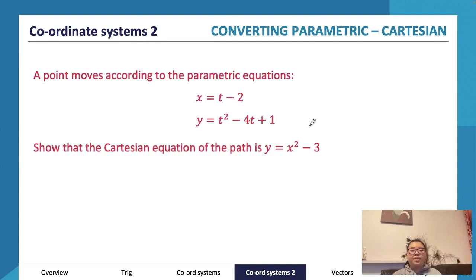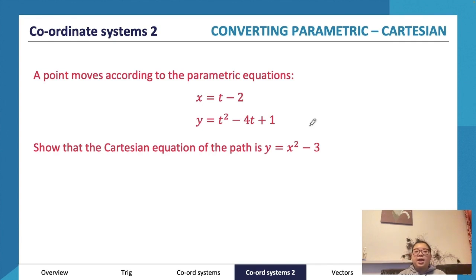Okay, cool. So let's talk about this one. The point moves according to the parametric equation x equals t minus 2 and y equals t squared minus 4t plus 1. Show that the Cartesian equation of this path is y equals x squared minus 3. I think the easiest thing here would be to work on both of them and then put it all together.